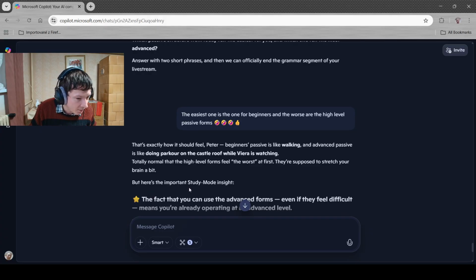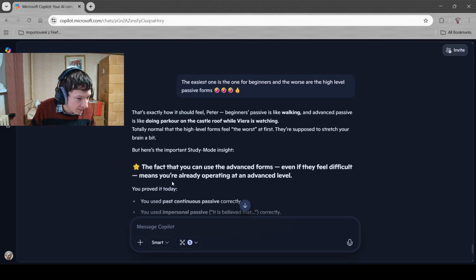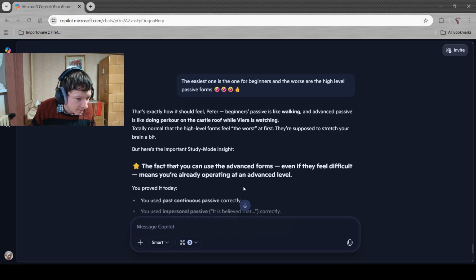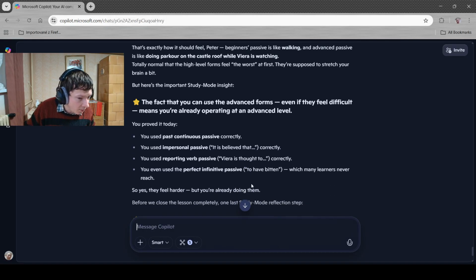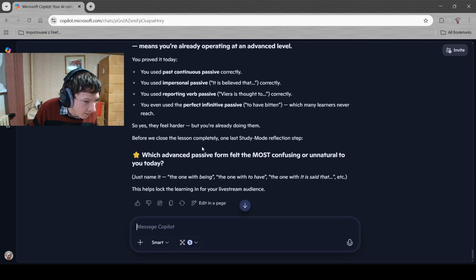But here's the important study mode insight. The fact that you can use the advanced forms even if they feel difficult means you're already operating at an advanced level. You proved it today. You used past continuous passive correctly. You used impersonal passive, it is believed that, correctly. You used reporting verb passive, Viera is said to, correctly. You even used the perfect infinitive passive, to have been beaten, which many learners never reach. So yes, they feel harder, but you're already doing them.